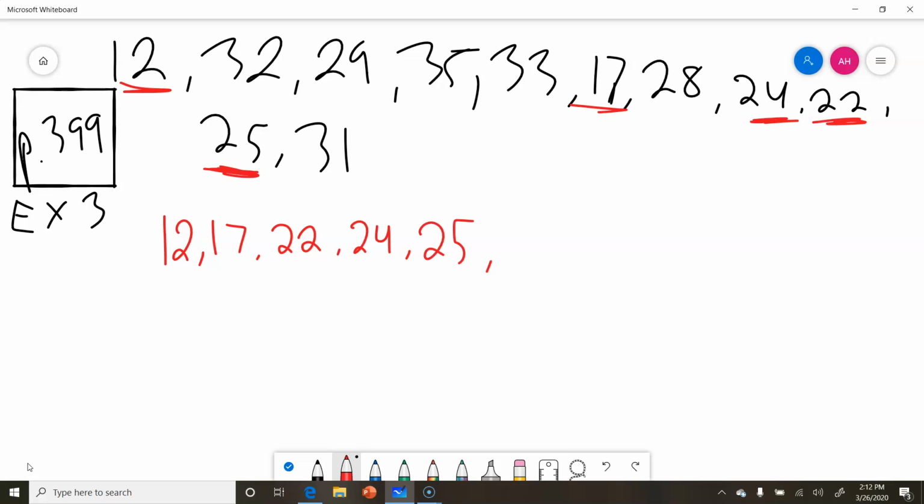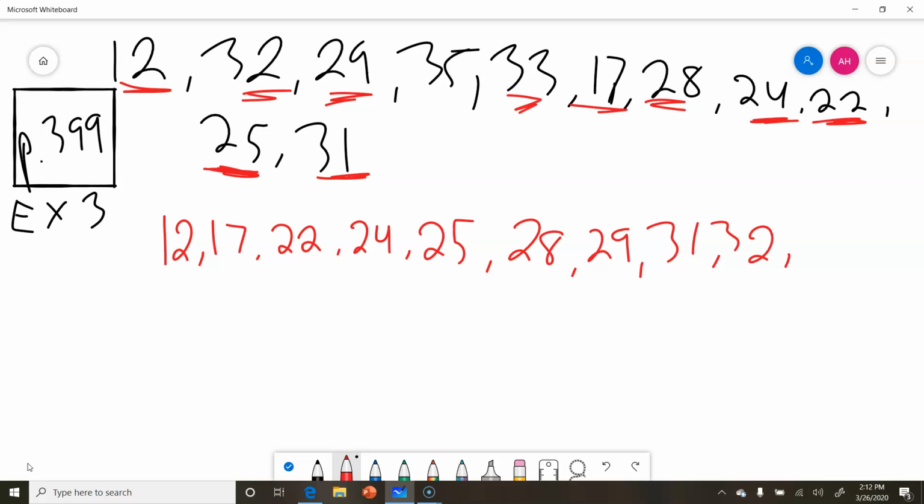What's after 25 would be 28. After 28, we got 29. After 29, we have 31. After 31, we have 32. Then 33. And then lastly, 35. Okay, does everybody see that was our first step, was to write those in order. Okay, that's very important. If you don't do that first, none of this is going to make sense.